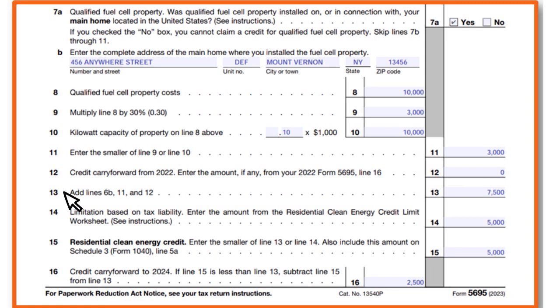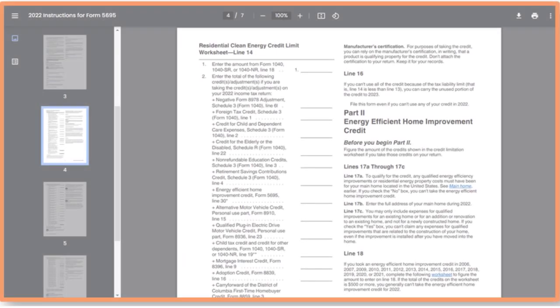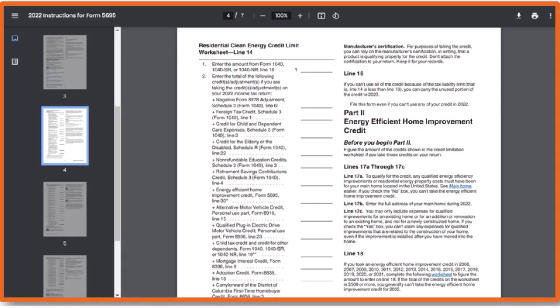On line 13, again, when you add 6B, 11, and 12, you have 7,500. On line 14, if you go through the clean energy credit limit worksheet, you have 5,000. On line 15, you have 5,000 again. Line 16, you have 2,500. I'm showing you on the screen here what the residential clean energy credit limit worksheet looks like. This is where you have to get the form and do the calculation before reporting the data on your 5695.